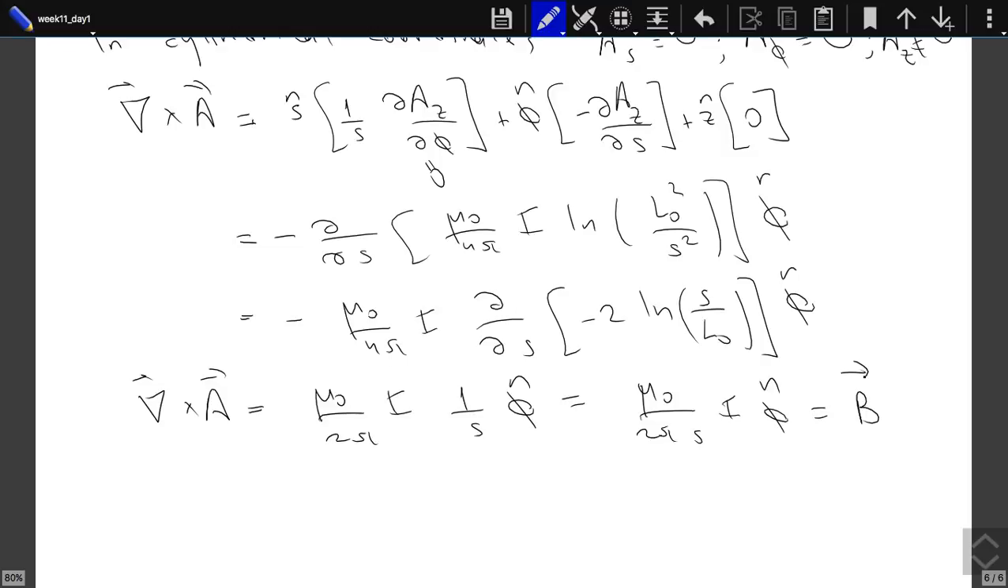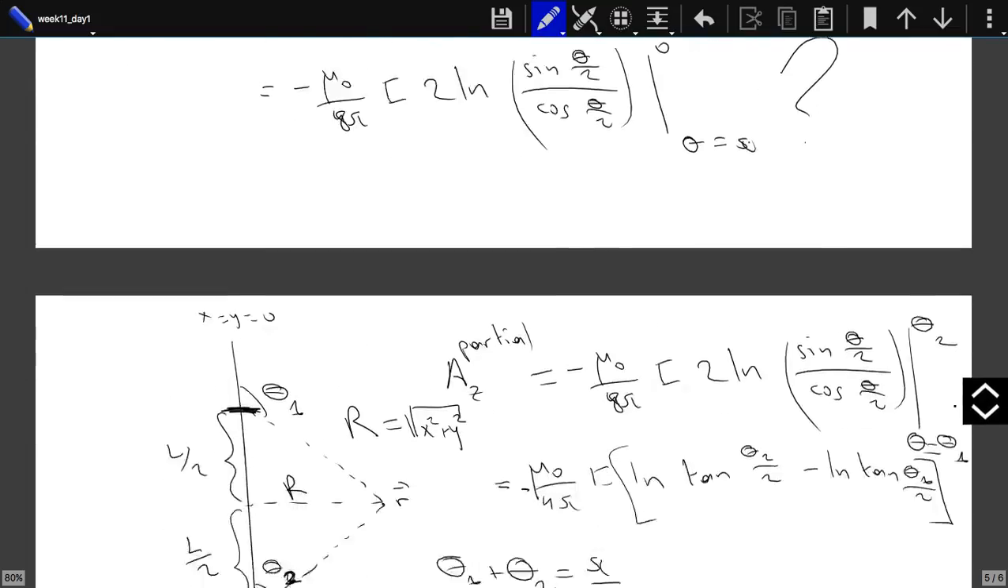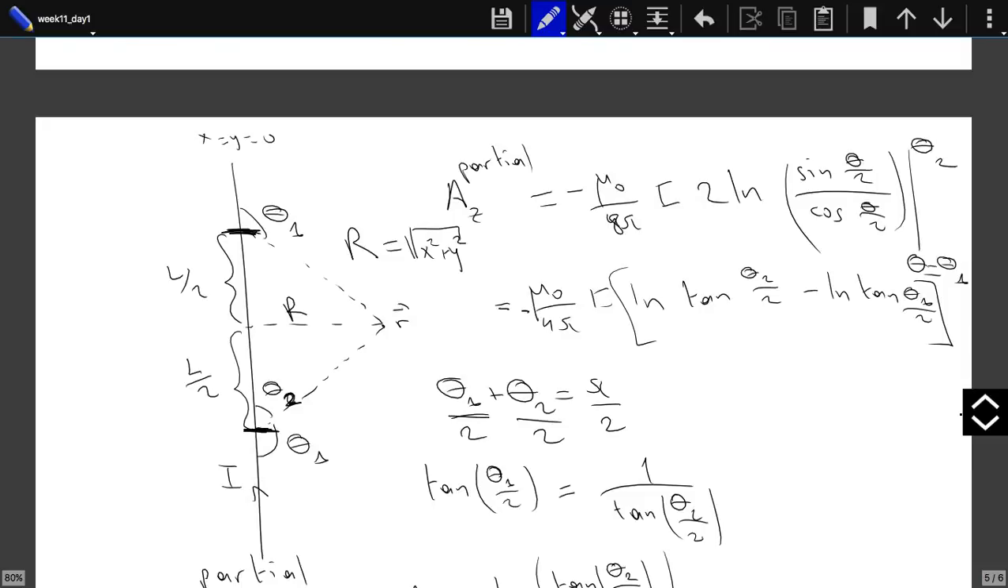If you go back, we already know, just use your right hand, your thumb in the direction of the current, your fingers curl in the direction of B. So it is going around our wire. Well, this direction is our phi hat direction.